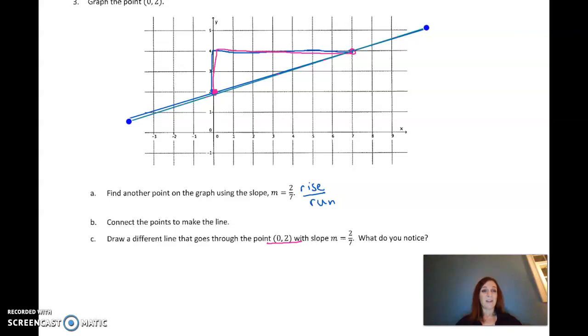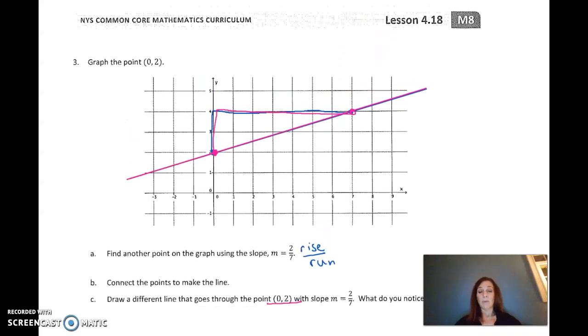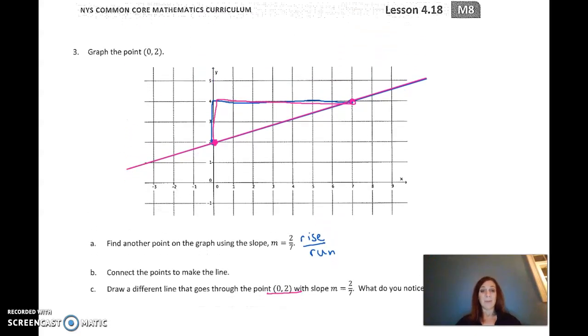Because go back to the title of this lesson. There is only one line passing through a given point with a given slope. And that becomes important later, but this is it. If you have a point and you have a slope, there's only one line that can go through it. You can't come up with anything else because if you do, it would be a different slope or be going through a different point. Big takeaways from this lesson: be able to identify your y-intercept and your slope, and you should be able to graph the equation of the line pretty quickly.